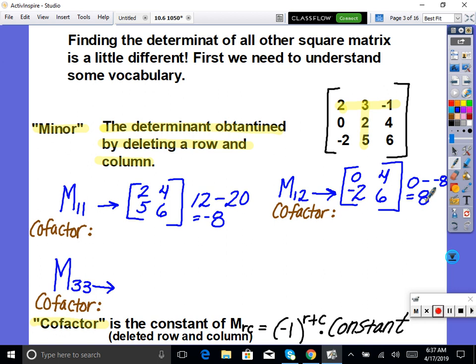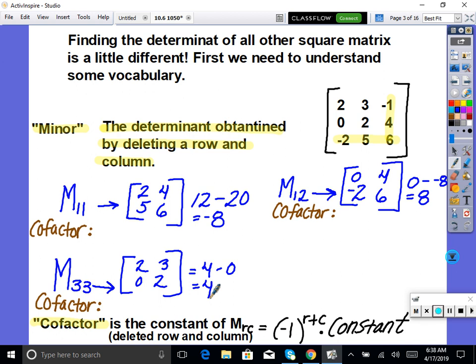Let's do M sub 3, 3. That means the third row, third column is what's being deleted. So I'm going to go to my third row, and I'm deleting my third column. Then the minor matrix would be 2, 3, 0, 2. From there I could find the determinant: 4 minus 0. So our determinant would be 4. Okay, pretty straightforward for the most part.